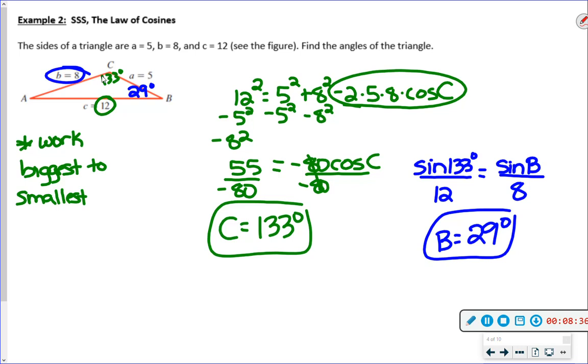All 3 angles better add up to what? All 3 angles add up to, what do you say? 180. What's your angle A? It's small. 18, I heard it.